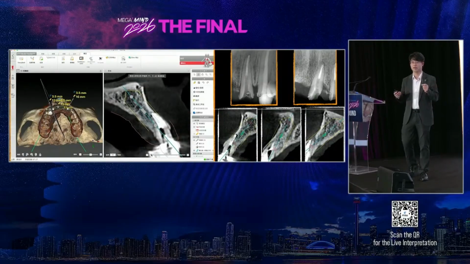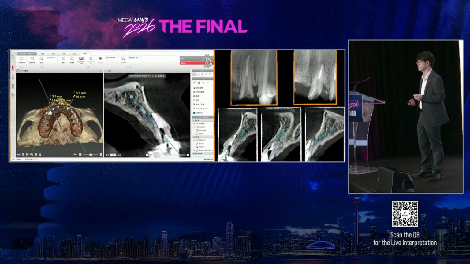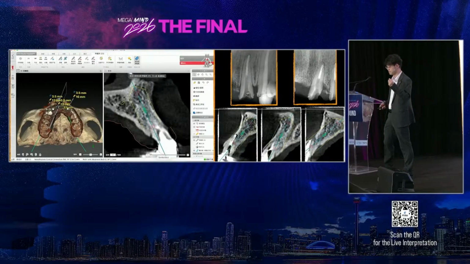Because the thickness of the bone is so limited, we need to place the implant precisely.